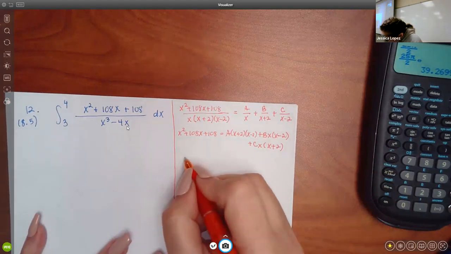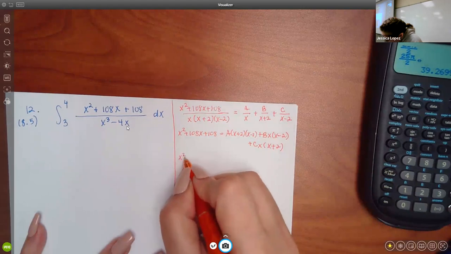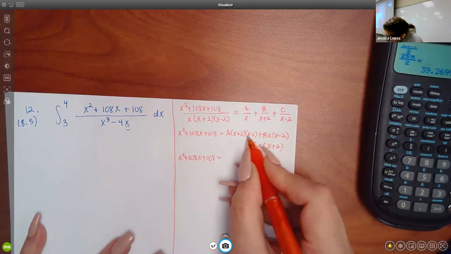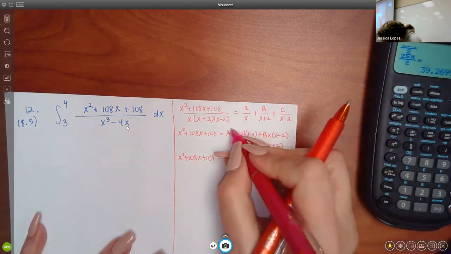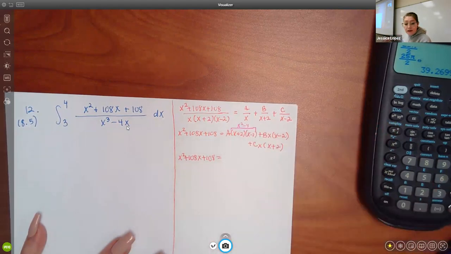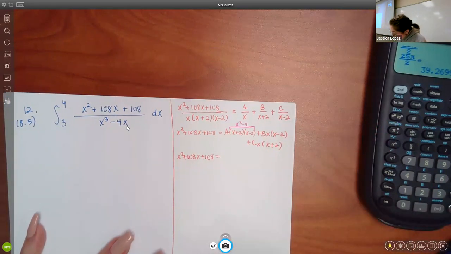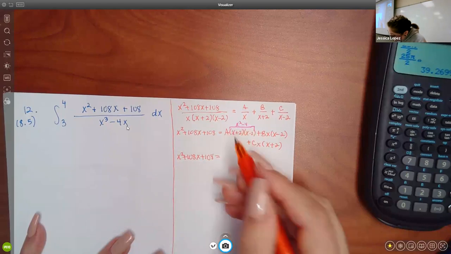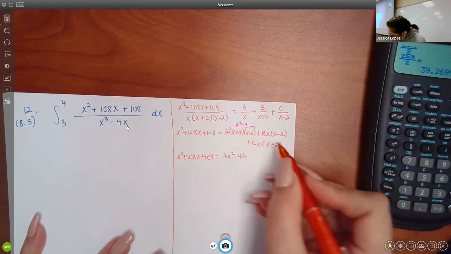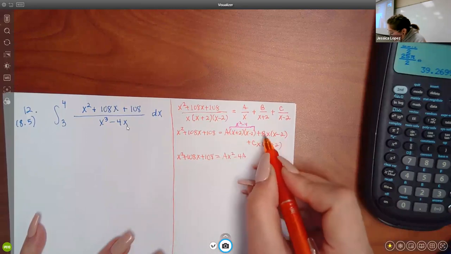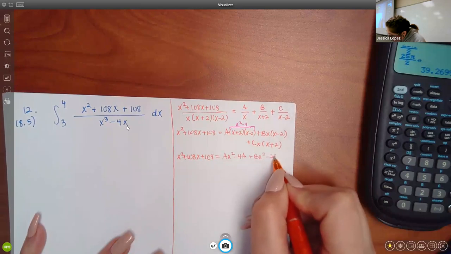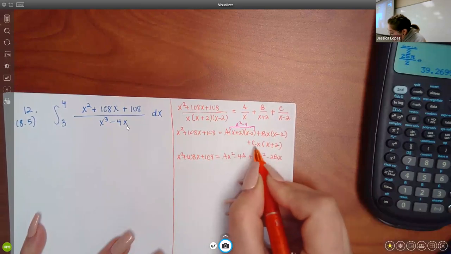But for me, I'm actually going to have to distribute that. So this is x squared, I'm gonna write it up here. This is x squared minus 4, right? If you boil it all out and combine your like terms. So I'm just gonna distribute a to those two guys. And then here, I'm gonna treat this like bx and then distribute it. And then same thing, cx, distribute that.